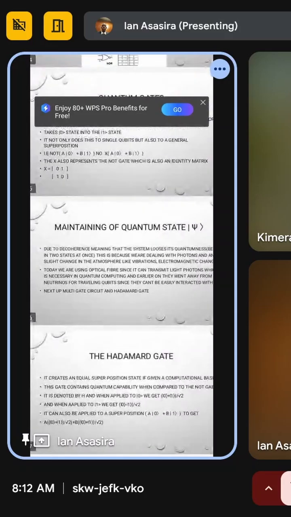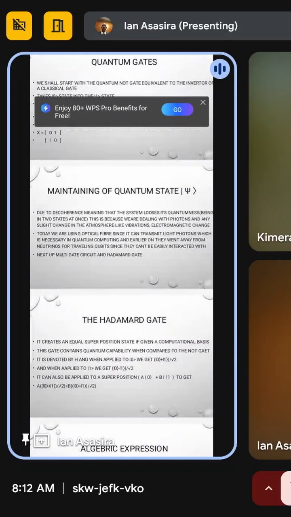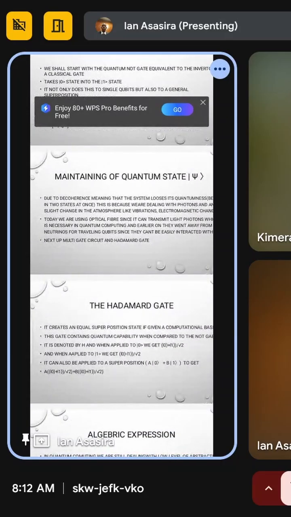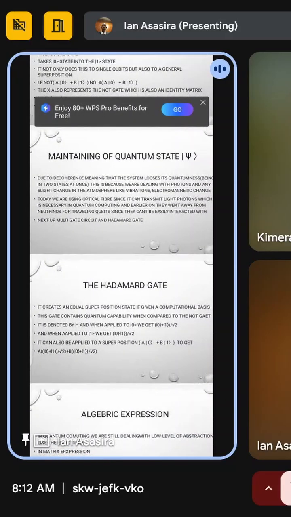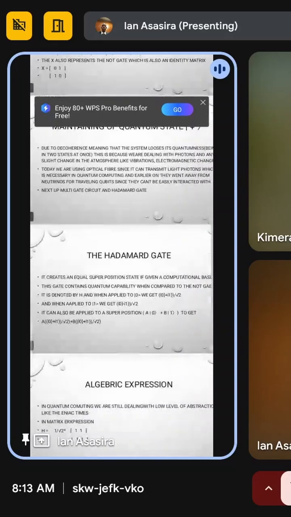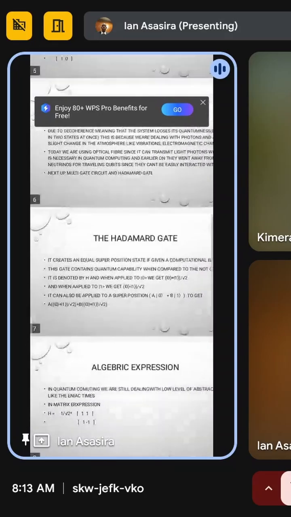So today we are going to cover the Hadamard gate, and this is the first quantum gate. It creates an equal superposition state of a given computational basis. So this gate contains quantum capability compared to the NOT gate.